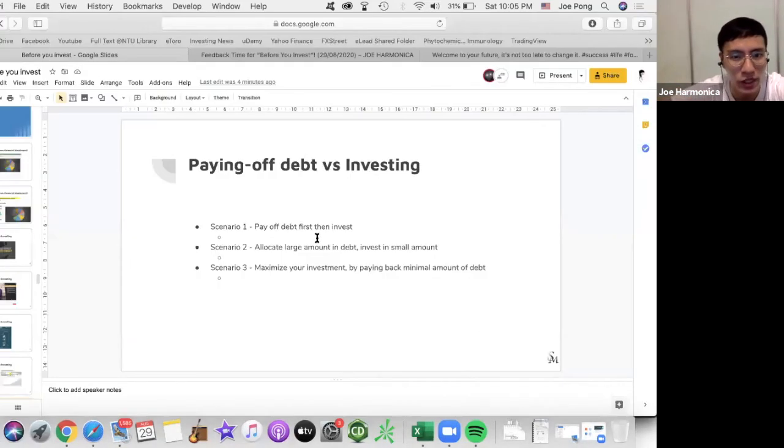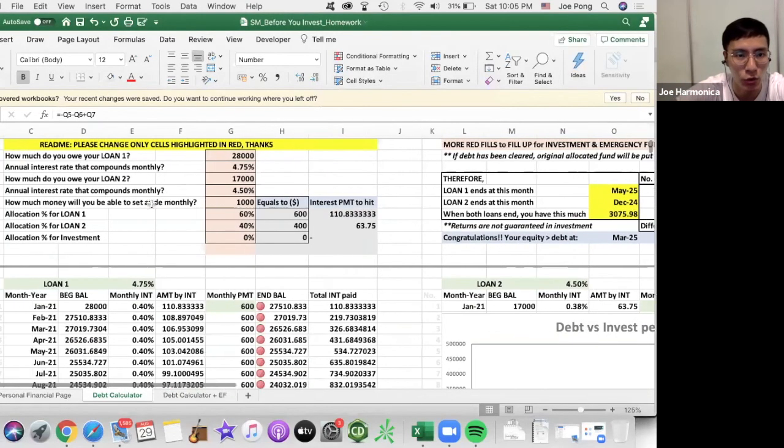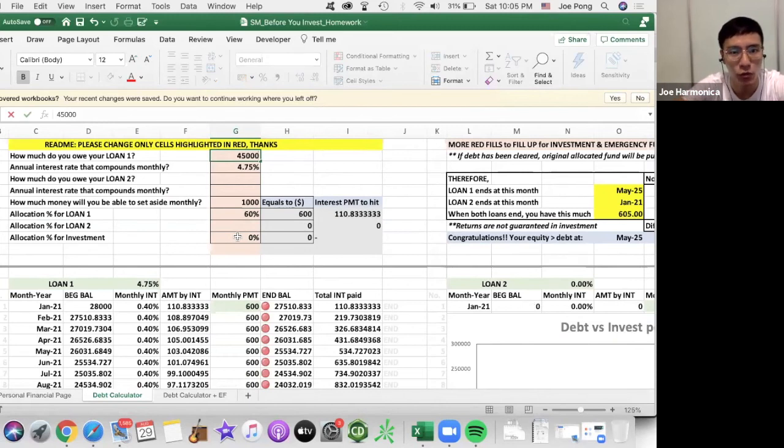All right, so remember the 3 scenarios. Scenario 1, pay off debt first, then invest. So how do we go through this? Let me take away loan 2 first, so we have only one loan to focus on and another portion for investment. So let's say you have 45K of student loans to pay off.